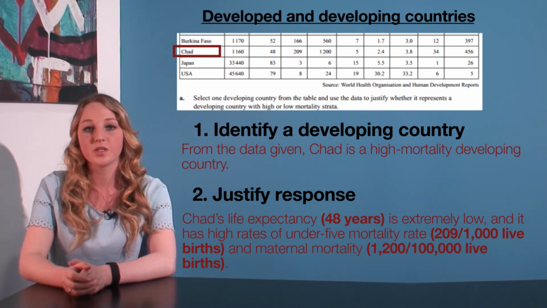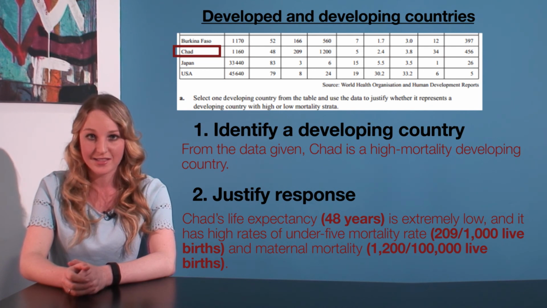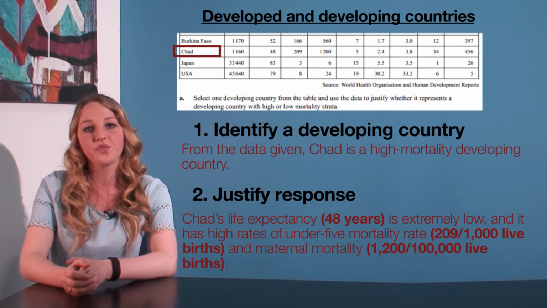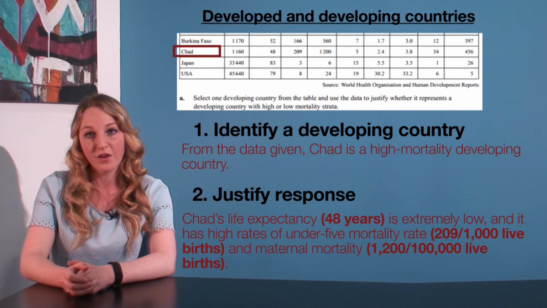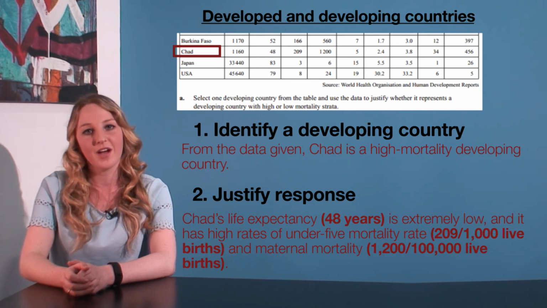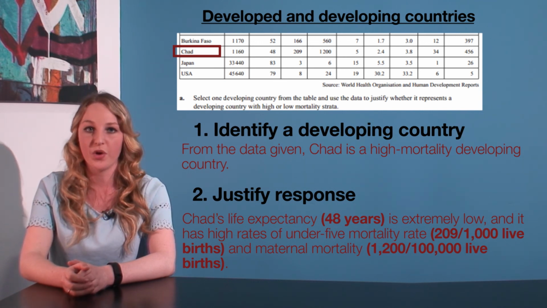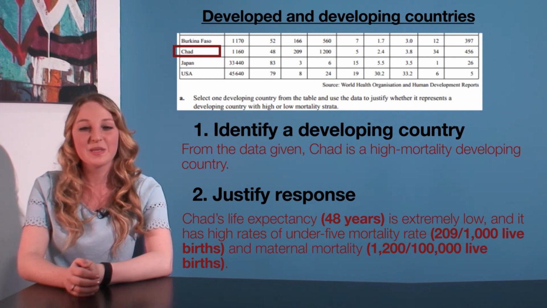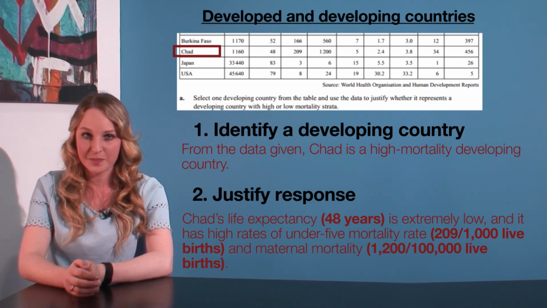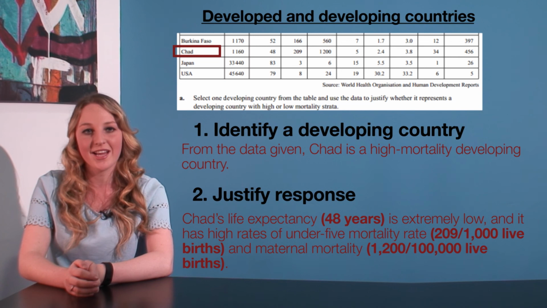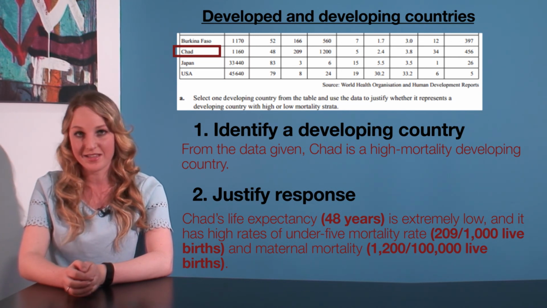Note here that the precise statistics have been utilised, and instead of saying that the under 5 mortality rate is 209, for example, we have specified that it is 209 deaths per 1,000 live births. It's important to be very clear in your response and to show that you understand what is actually being presented in the table.